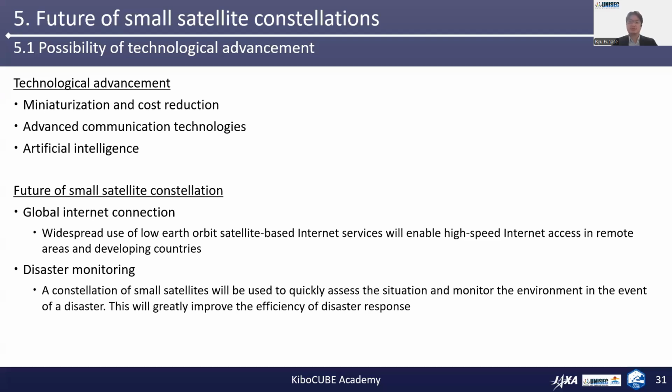In such a future, for example, internet access in remote and developing countries will be further enhanced by a constellation of low Earth orbit satellites. In addition, disaster monitoring constellations will be put to practical use to provide information that can be directly linked to disaster response immediately by precisely grasping the disaster situation in a short time with a higher time resolution. There are many other possible directions, and I hope that the audience of this lecture will come up with many ideas and contribute to the realization of these ideas.